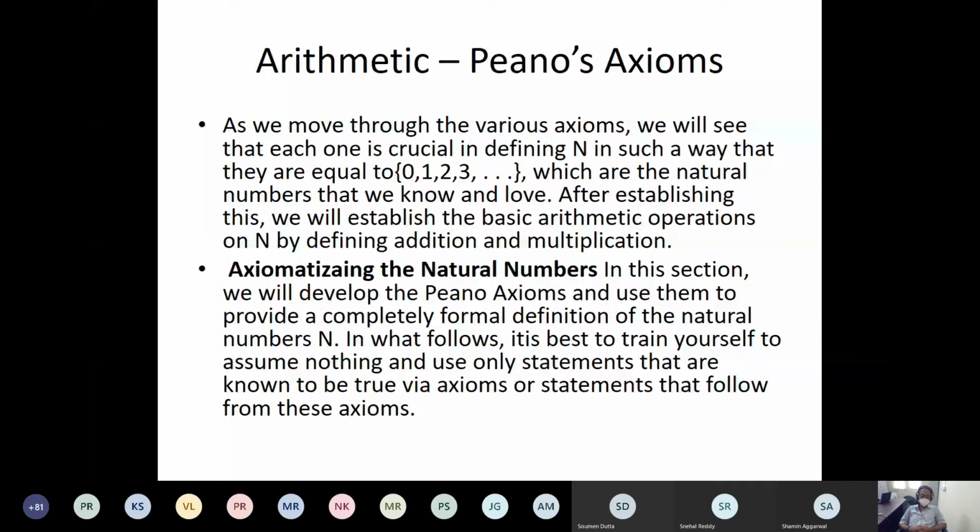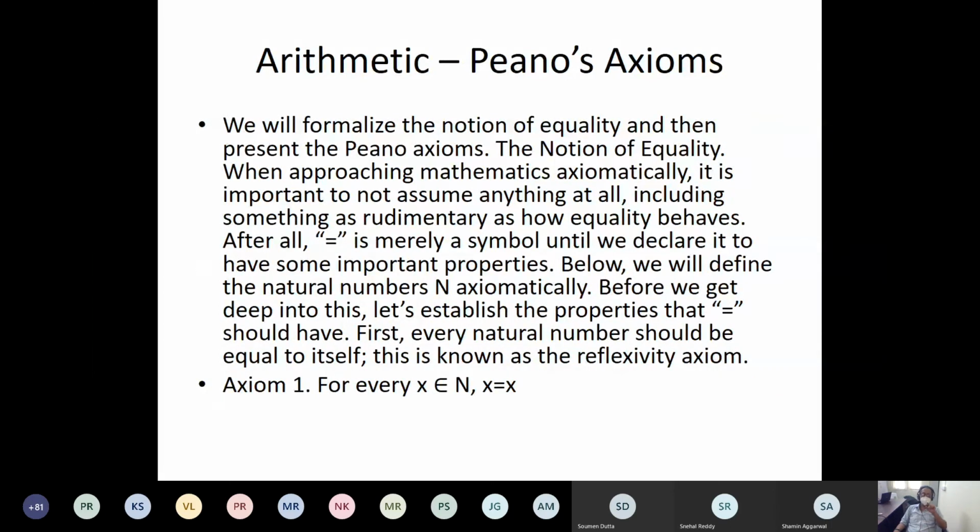So axiomatizing the natural numbers, in this section we will develop the Peano's axioms and use them to provide a completely formal definition of the natural numbers N. In what follows, it's best to train yourself to assume nothing, and use only statements that are known to be true: axioms, or statements, or it may be definitions. When I give the symbol 2, this is defined as something, so we have to define that earlier. We will formalize the notion of equality first, because that is something that we will be using all the time in our derivation itself, and then present the Peano's axioms.